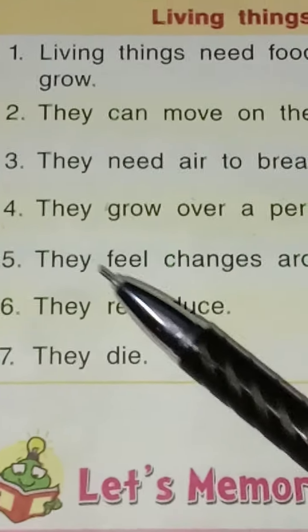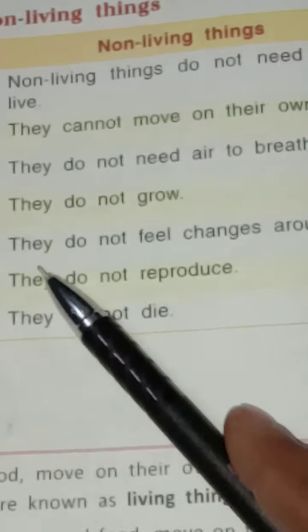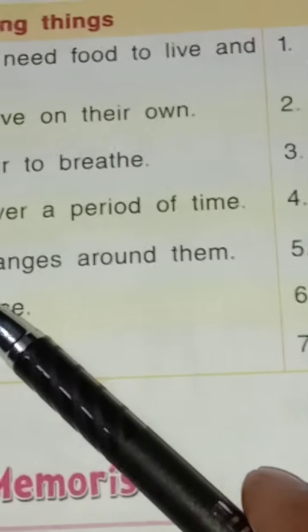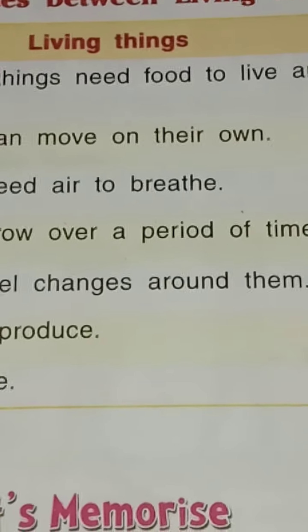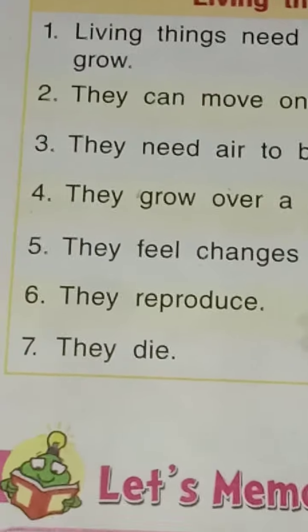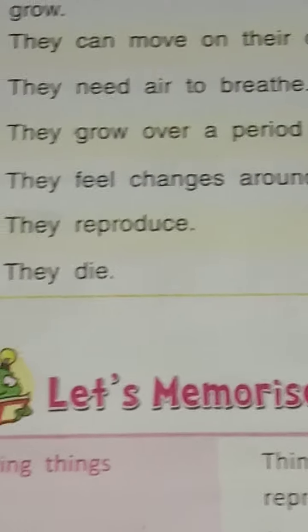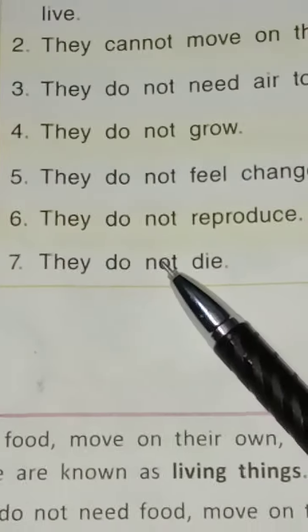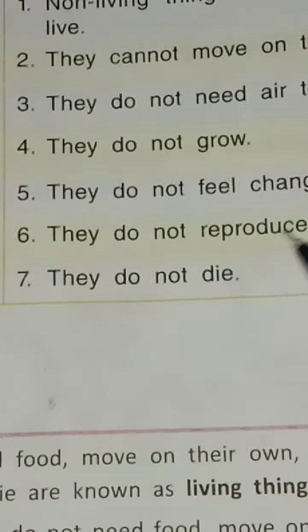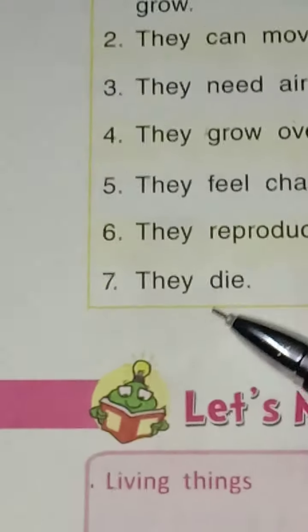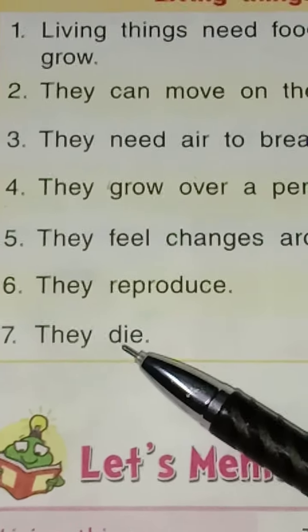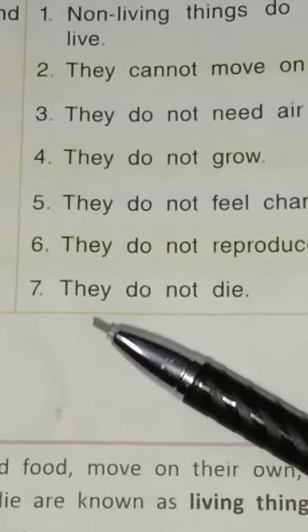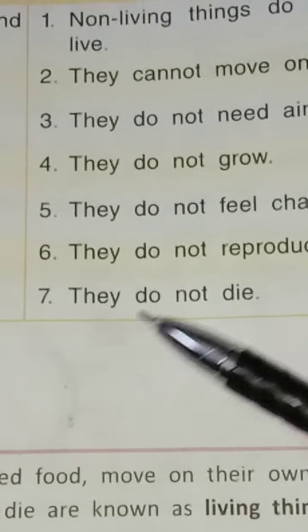Fifth is they feel changes around them. On the other hand, non-living things do not feel changes around them. Now student, animals feel changes around them with the help of their sense organs. Sixth, they reproduce. On the other hand, non-living things do not reproduce. Now last, seventh, living things die, and on the other hand, non-living things do not die.